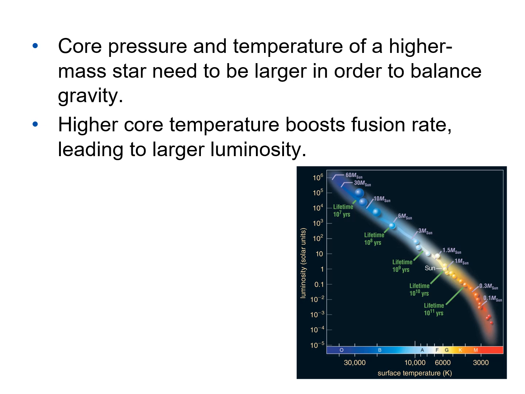Getting into the physical processes that determine where it falls on the Hertzsprung-Russell diagram, the core's pressure and temperature of a high mass star needs to be larger in order to balance gravity. So if it's got a lot of mass, it's got a lot of gravity pulling it in, and there needs to be a higher temperature for a higher rate of nuclear fusion that's going to push out against gravity. The higher core temperature boosts the fusion rate, leading to a larger luminosity.